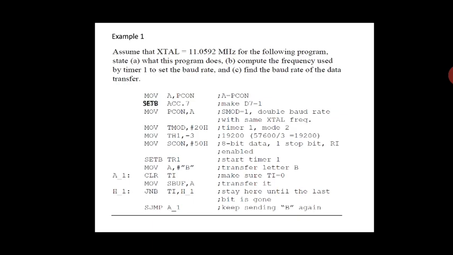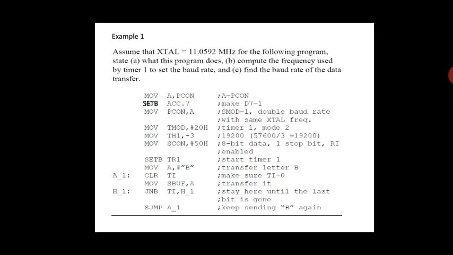Okay. Now look at the simple example in which we will use the SMOD register with PCON. Assume that the crystal is operated at a frequency of 11.0592 megahertz. For the following program, what does this program do? The statement of the example: compute the frequency used by Timer 1 to set the baud rate, and also find the baud rate of the data transfer. These are the contents to be elaborated, and we will see them one by one.